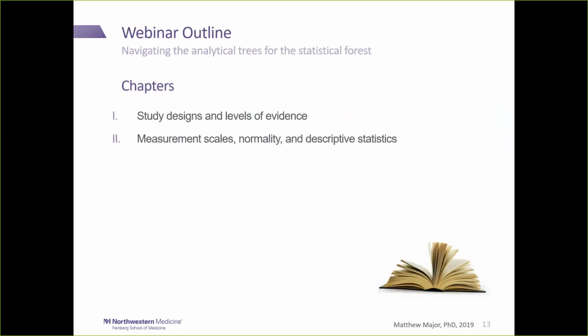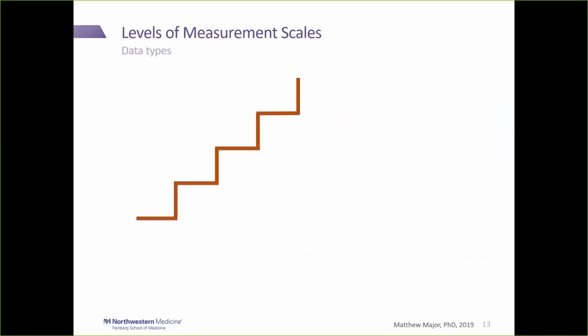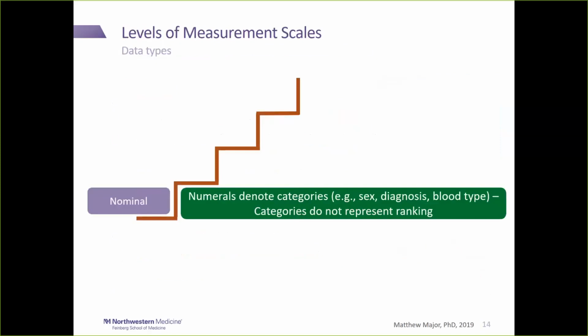So now we'll discuss measurement scales, a little bit on the concept of normality and descriptive statistics. You might be familiar with this. There are different levels of measurement scales or different data types. At the very bottom, we have nominal. These numerals denote categories. It might be sex, diagnosis, blood type, but the categories themselves do not represent ranking.